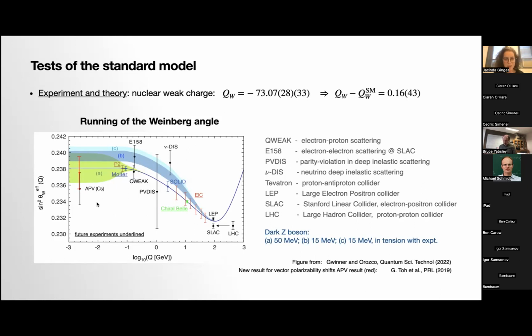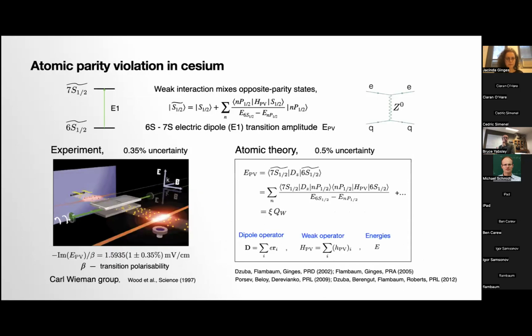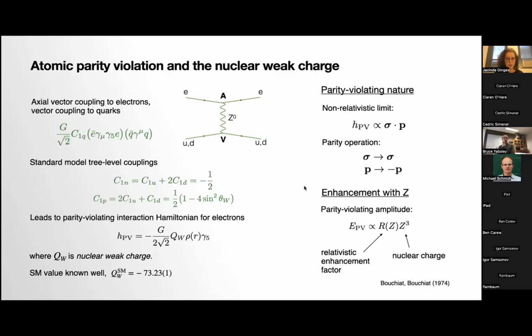I missed the actual question there. Sorry, what was it? So what is the error budget? So there's minus 73. The standard model uncertainty basically, is that all coming from the weak mixing angle? When you showed the QW standard model, there was an uncertainty on that. Is that coming from the weak mixing angle, or is there some other contribution? Yeah, this one, yeah.